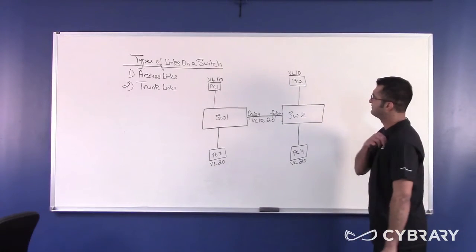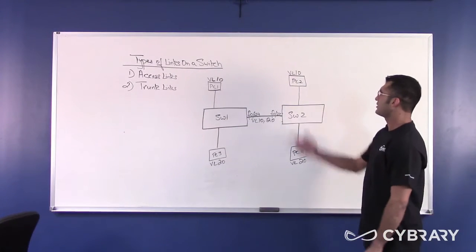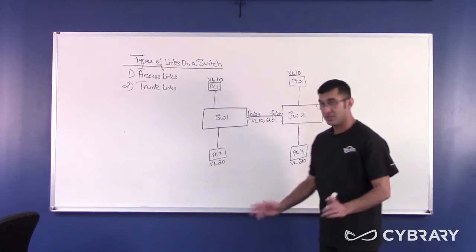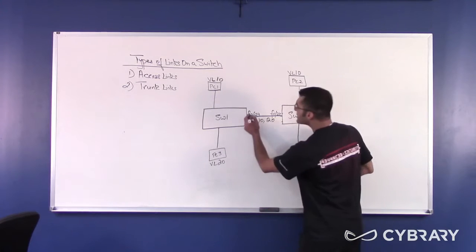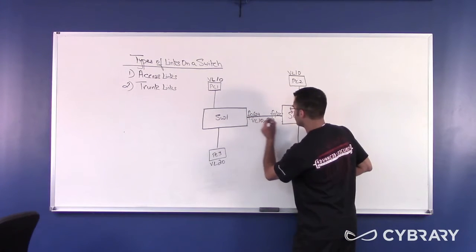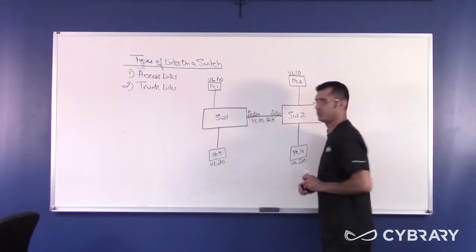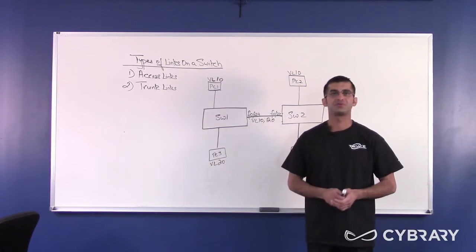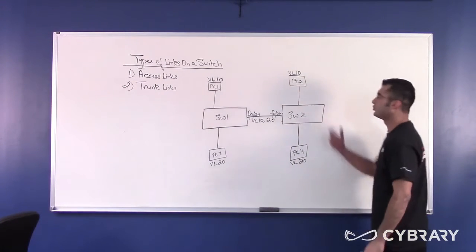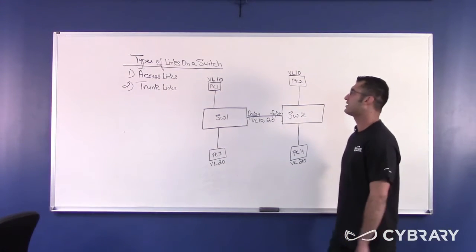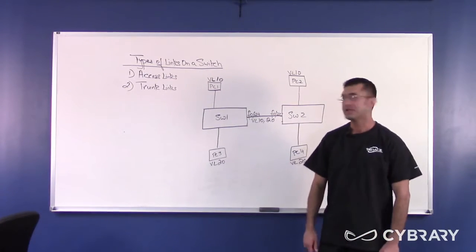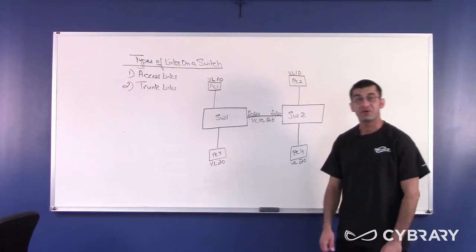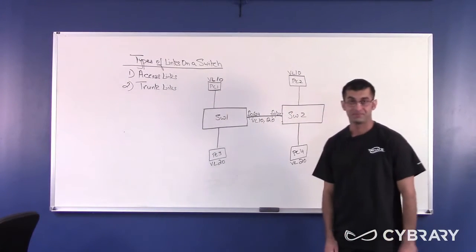But how does this happen? When PC1 tries to talk to PC2 and PC3 tries to talk to PC4 at the same time, remember this is full duplex, the sending switch sends all its frames on port 24 out towards switch 2. How will switch 2 know which frame belongs to which VLAN? How will switch 2 differentiate between frames coming from PC1, which is in VLAN 10, and frames coming from PC3, which is in VLAN 20? And the answer is frame tagging.